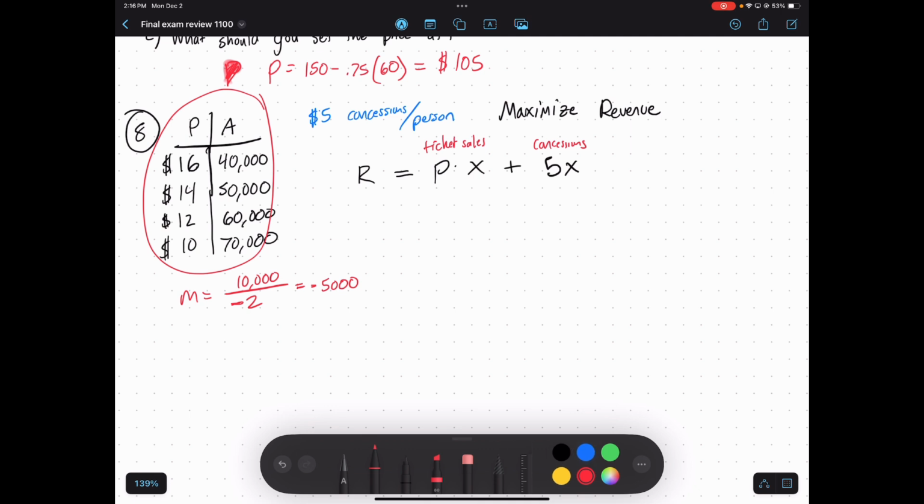So that gives me X, or A, is equal to negative 5,000 P, right? I'm going to lose 5,000 for every dollar I increase the price. That's what that negative 5,000 means. Plus, how do I find that y-intercept?